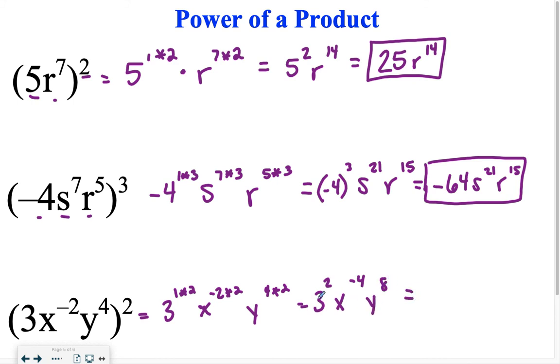Now, that 3 to the 2nd power becomes a 9. X to the -4th, I don't want that negative exponent to stay negative, so I'm going to turn this into a fraction. I'm going to move that x to the 4th to the denominator. And then y to the 8th, that's already positive, so I'm going to leave y to the 8th up top. And I'm all done with this problem.